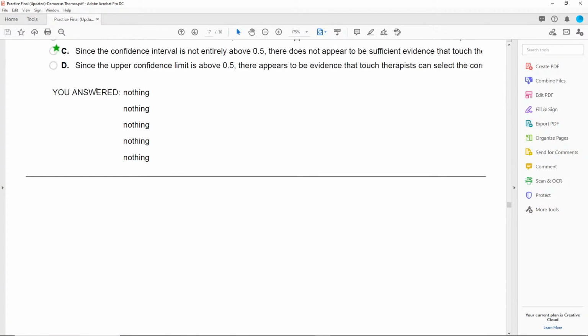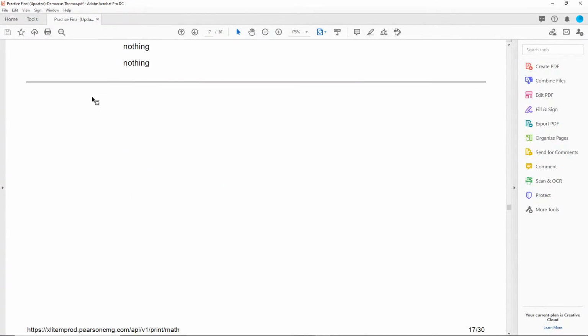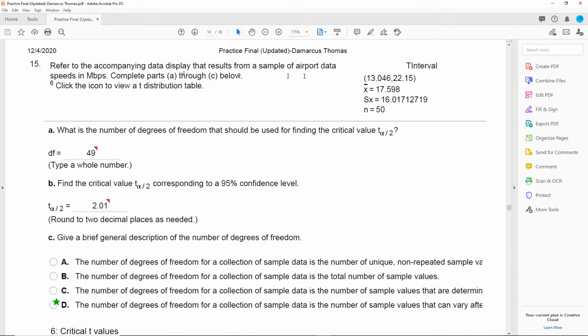So let me make sure that 15 starts right there. Okay, so let's take a peek at 15. Refer to the company data. So they give us the data. It looks like they gave us a confidence interval, the mean of the confidence interval, the standard deviation, and they gave us the sample size. What is the number of degrees of freedom that should be used for finding the critical value, t alpha over 2?